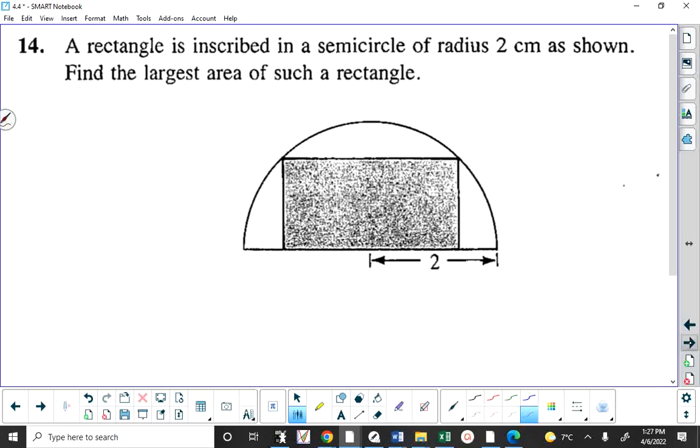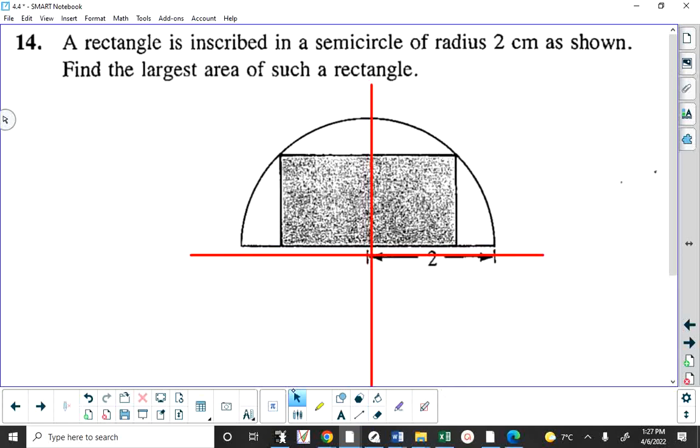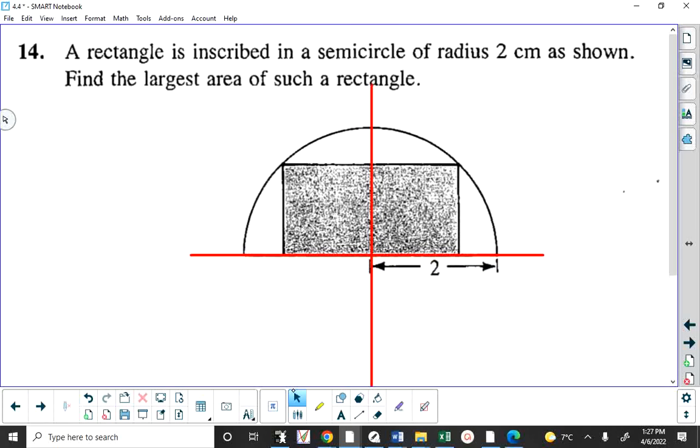X squared plus Y squared equals R squared is the formula for the equation of a circle as long as the circle is centered at the origin. So let's imagine that this is a circle centered at the origin. That means that this circle has a function, not a function, I guess a relation, of x squared plus y squared equals 4, because it's equal to r squared.